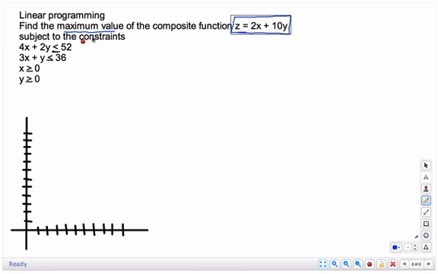So I'm going to show you how to do a linear programming problem. I have other videos that will show you how to solve a linear programming problem with word problems. So here's the general idea for this one.